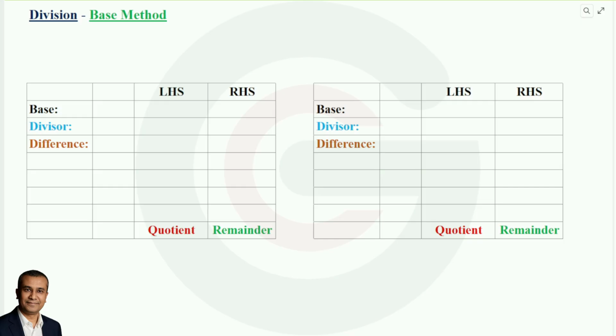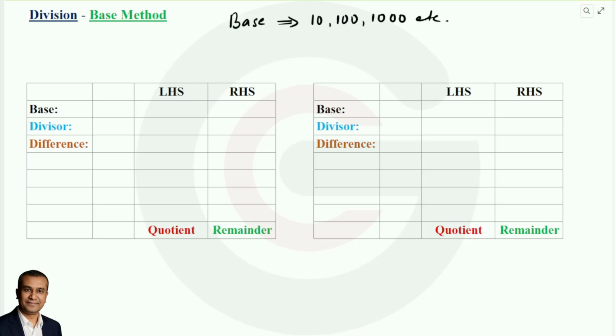This is a little similar to the base method for multiplication that I have discussed in my previous video. Actually, we need not prepare a table like this, but I prepared this table so that you can understand the concept better. Here the base number refers to numbers which are powers of 10, that is 10, 100, 1000, etc. We should consider the base number which is closer to the divisor.